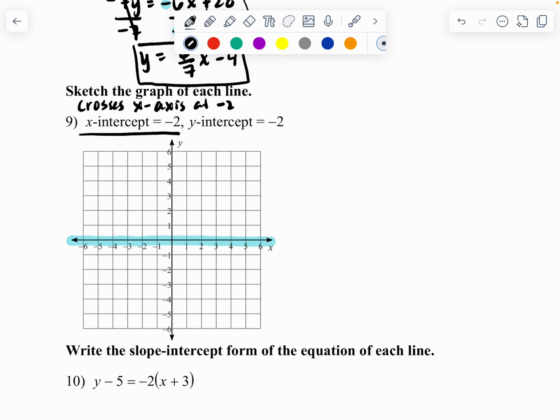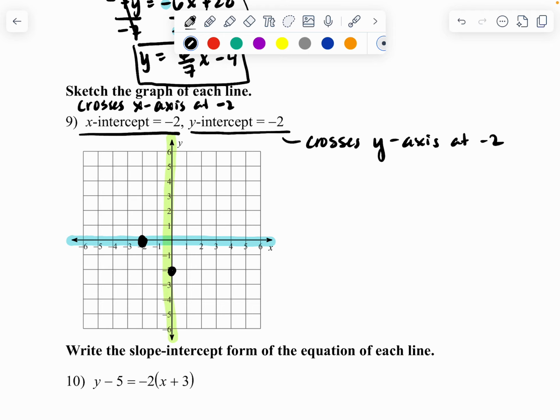So let's make a dot at -2. And then it says the y-intercept is -2. This means it crosses the y-axis at -2. So who's the y-axis this time? This is your y-axis, right? So that also crosses at -2. So here's -2 on the y-axis.